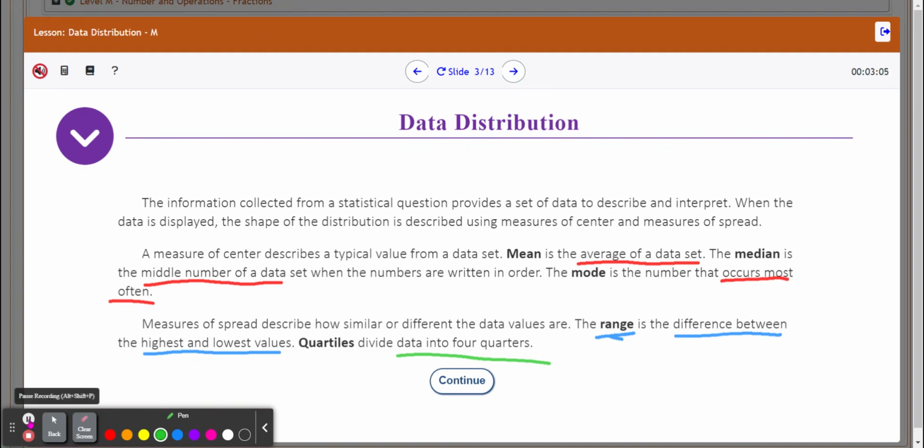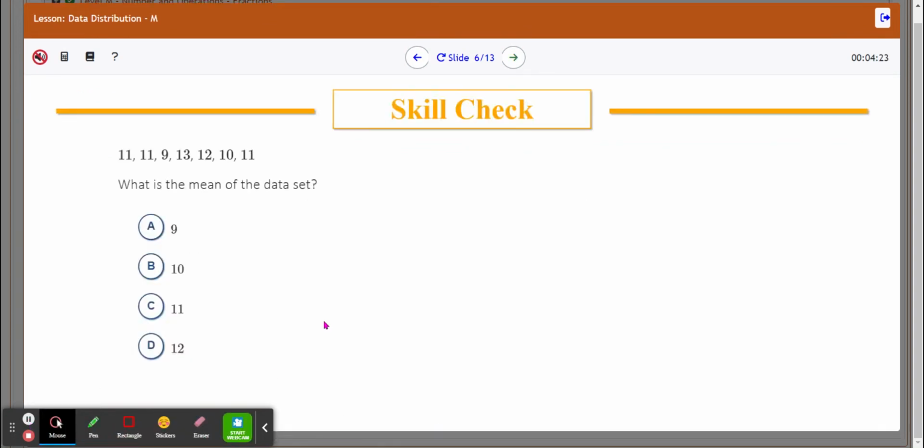All right, so let's look at some of this. The first question says, what is the mean of the data set? Well, again, mean means average. So what are you going to do? You're just going to add all this data together and divide it by how many there are. All right, so we're going to take 11 plus 11 plus 9 plus 13 plus 12 plus 10 plus 11, and that gives me 77. So again, I add up all my data together, and it gives me 77.